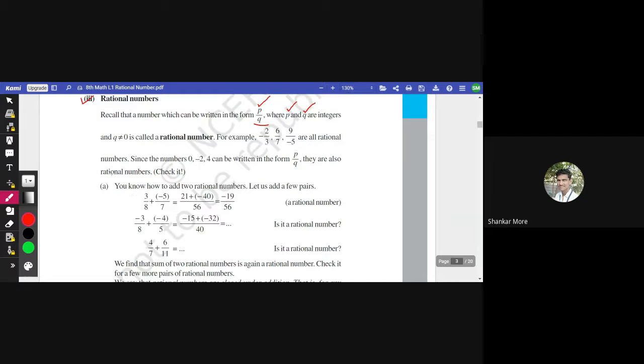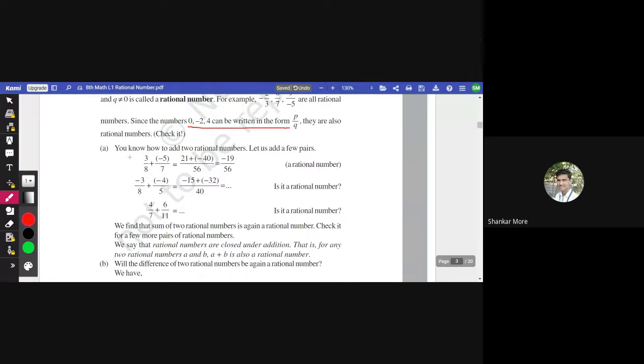Now, since the numbers 0, -2, 4 can be written in the form of p by q, they are also rational numbers. See, it is written here itself. Let us take one example. You know how to add two rational numbers? Let us add a few pairs. Now we are going to add rational numbers. It is a little bit tricky, and I hope every one of you remembers how we used to add rational numbers. If you don't remember, don't worry, I will tell you.